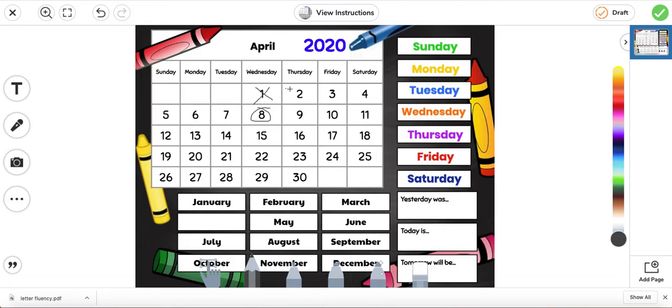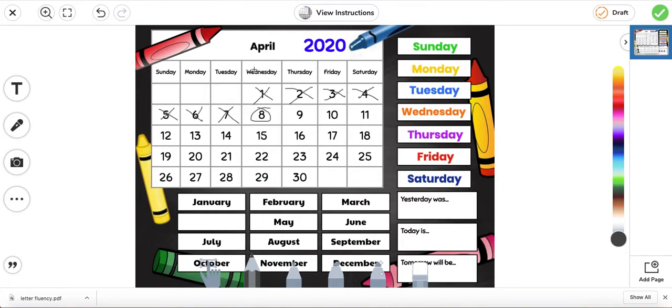1, 2, 3, 4, 5, 6, 7, and then today's the 8th. So if we look at our calendar, the month of April 2020, so today's date is April 8th, 2020.